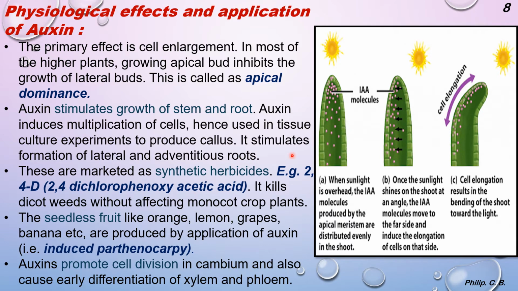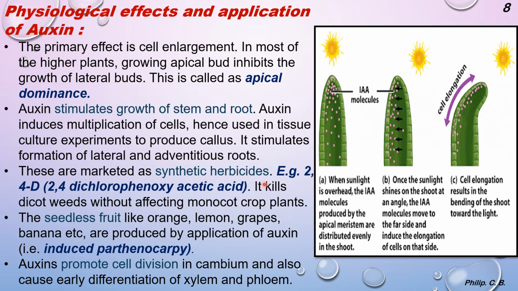Now, as we know, auxin helps in the growth of stem and roots, right? Or stimulates. But along with that, it also helps in multiplication of cells. So because of this, it can be used to carry out various experiments to produce callus. What is callus? The undivided mass of cells, which helps to stimulate formation of lateral and adventitious roots. Further, these are marketed as synthetic herbicides.